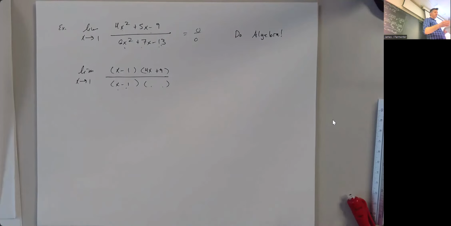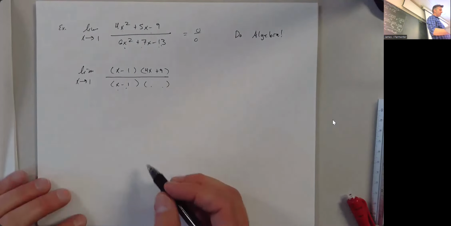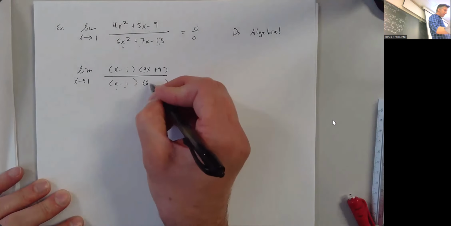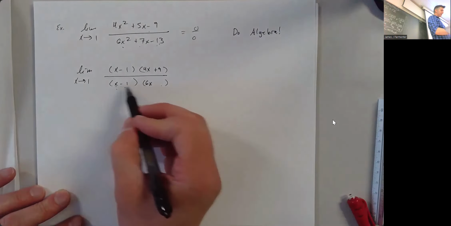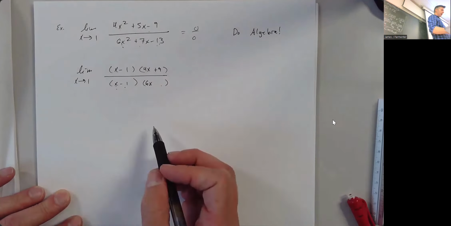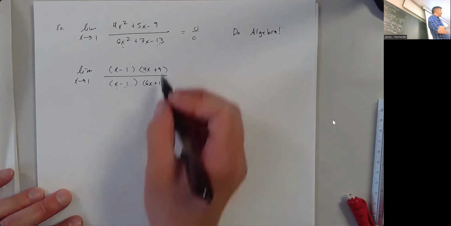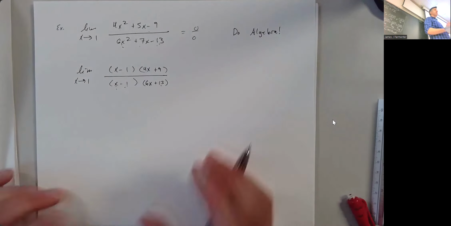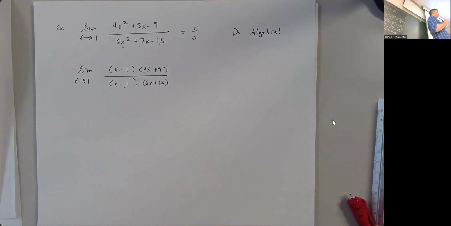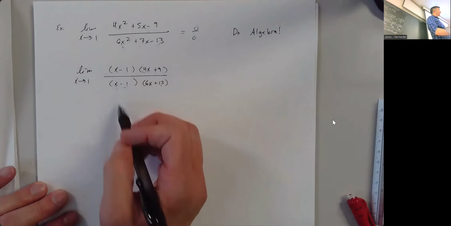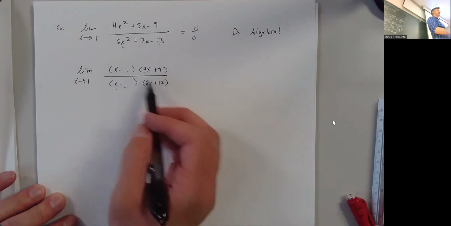So here's what you should be getting. I need a 6x here, so that x times 6x is equal to 6x squared. I need a plus 13 here, so that minus 1 times 13 equals negative 13. And the thing is, we know, because we plugged in 1 and we got 0 on the top and on the bottom, that this works. x minus 1 has to be a factor. This other factor has to be exactly this to make it work.